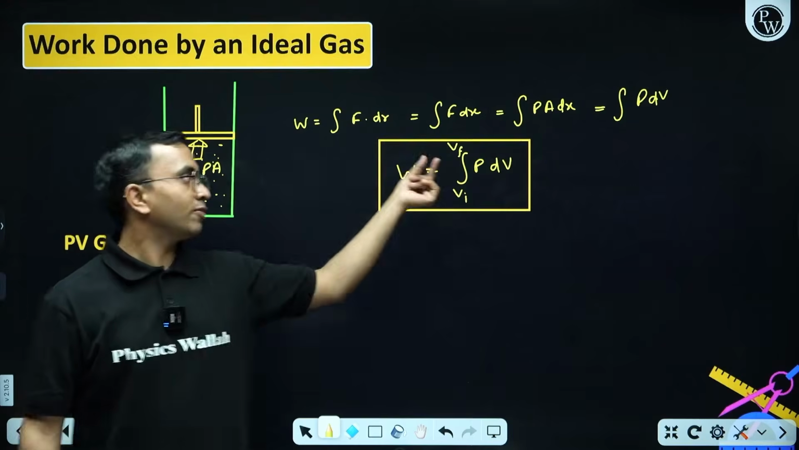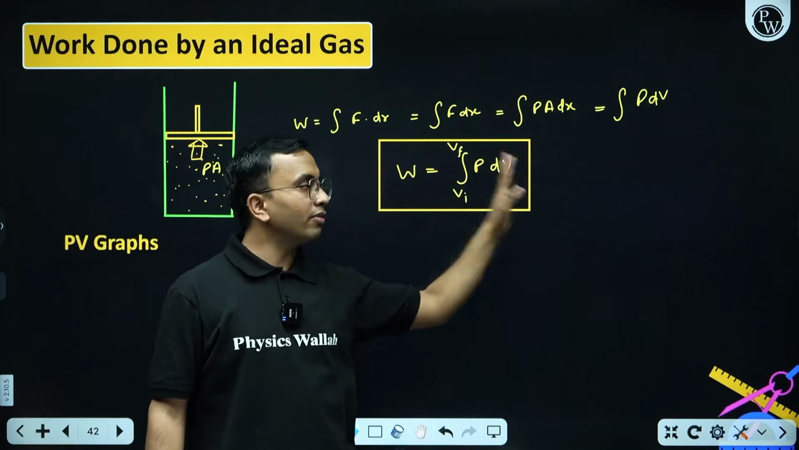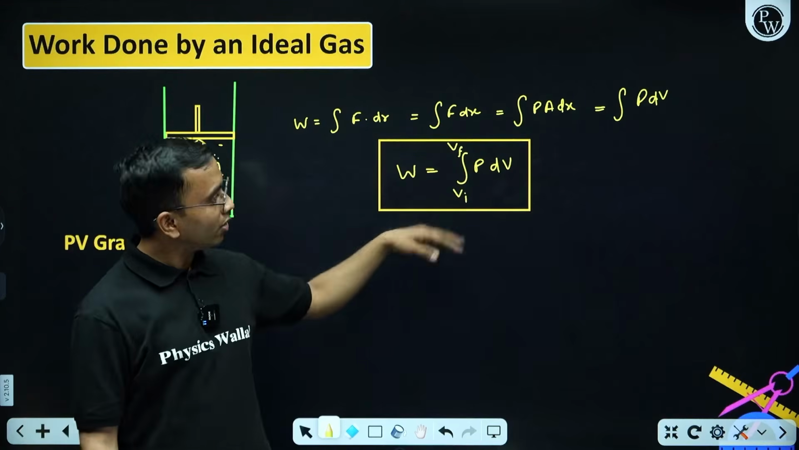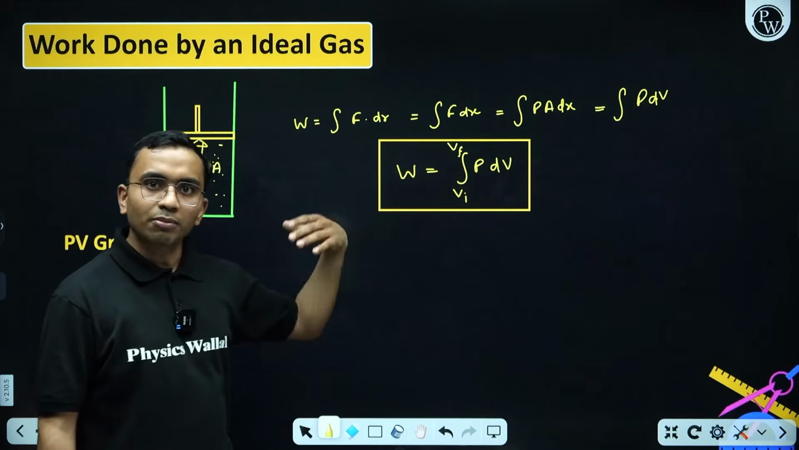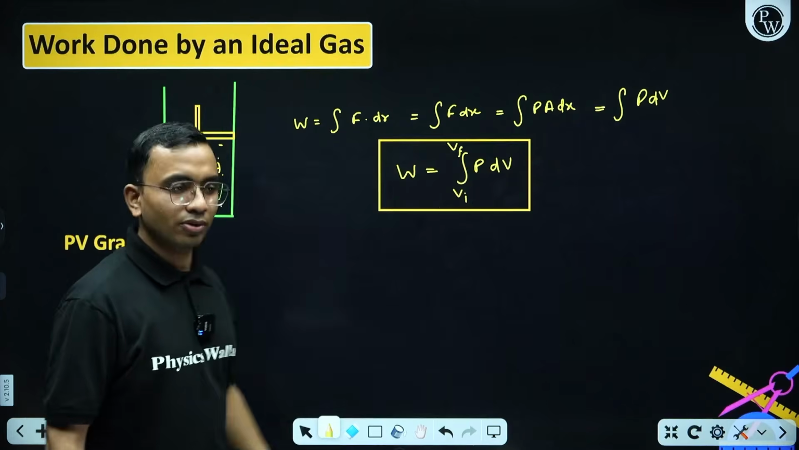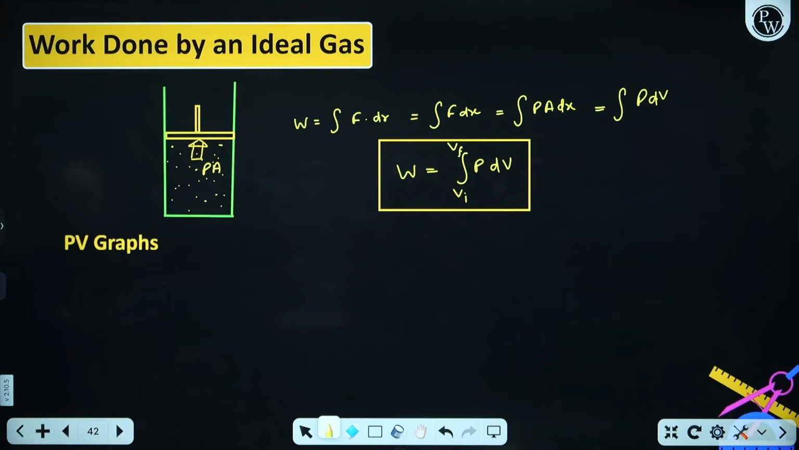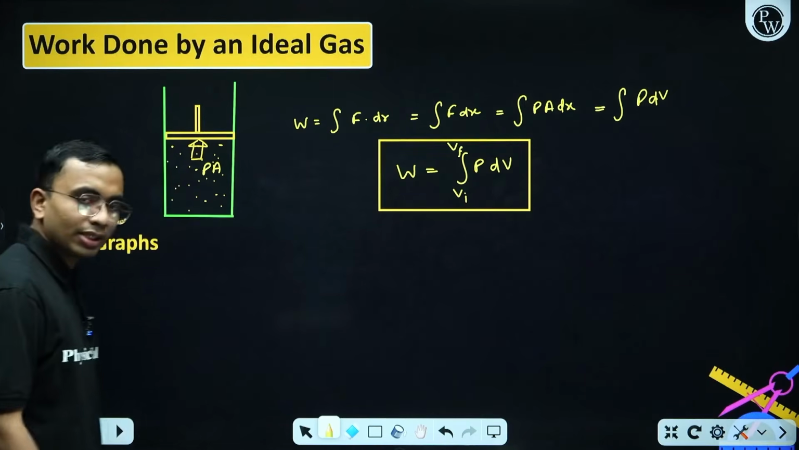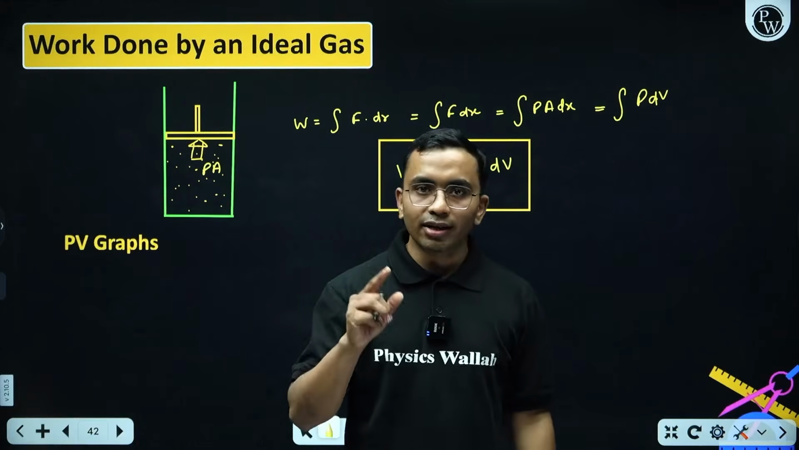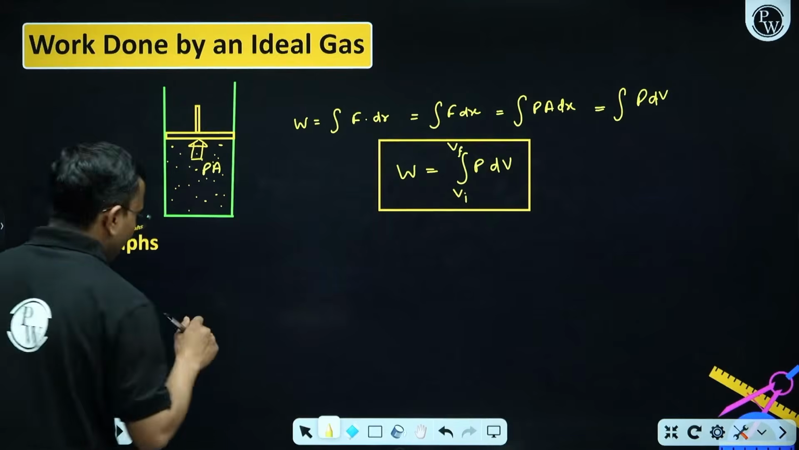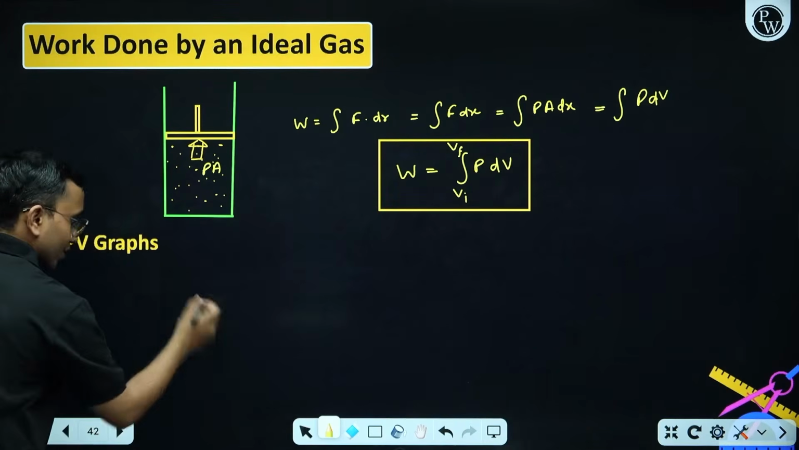Depending upon the process, if pressure is constant, we will take the pressure outside, then we will solve it. If the temperature is constant, accordingly we will write this expression. If some other type of condition is given, then we will use that. Now what is integration of P dV? Integration of P dV will give you the area under the curve.